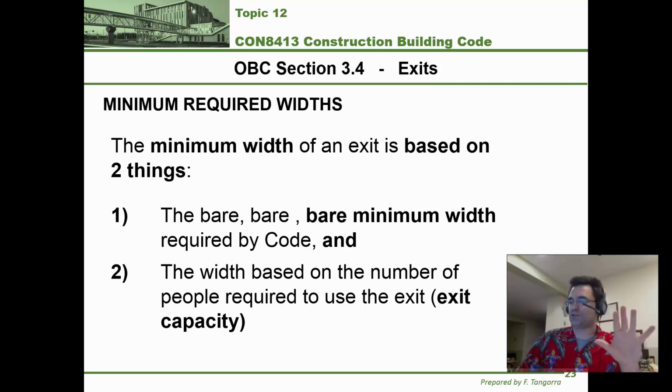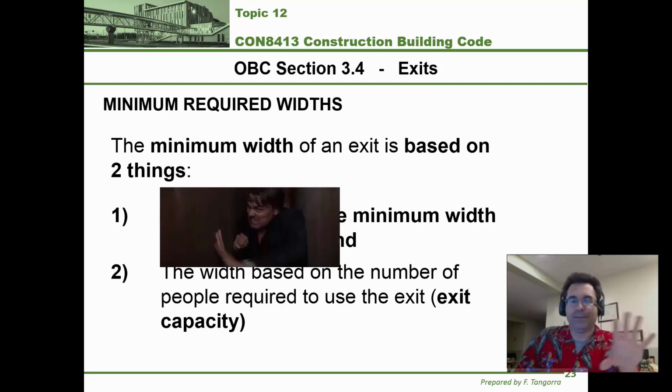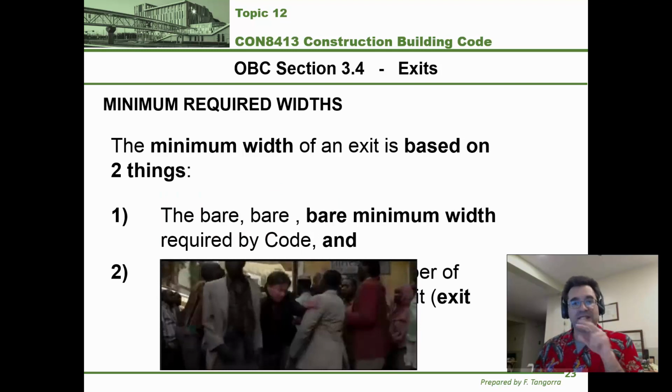So just to put this in perspective again, the bare minimum is based on the geometry of the exit, right? So that any one human can make it through safely. So if it's too tight, like you see in this image, you can't make it through. The second one is based on when everybody that's expected to use that exit tries to make it through. Is the exit wide enough?